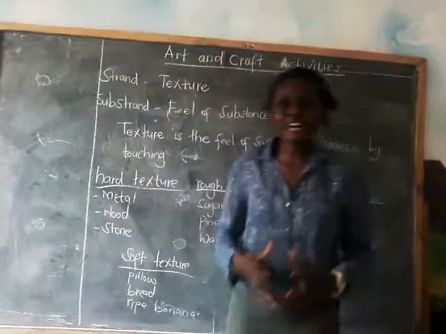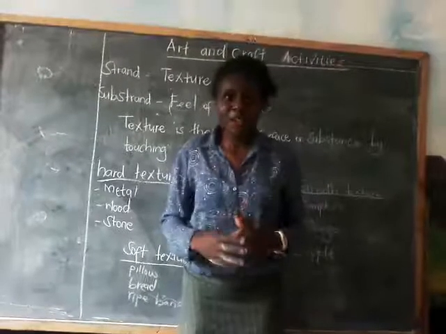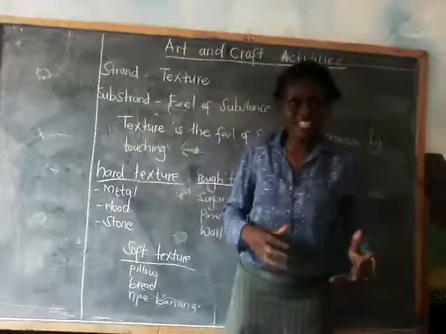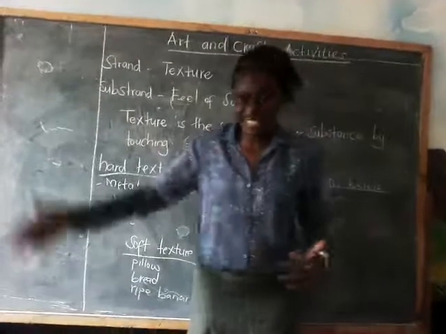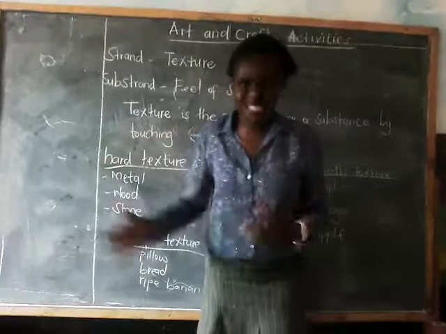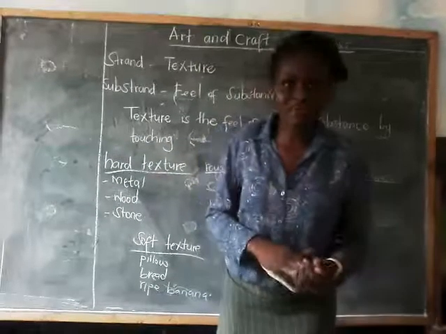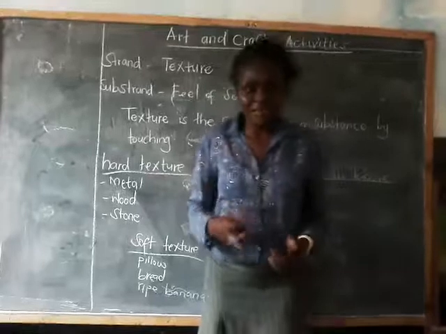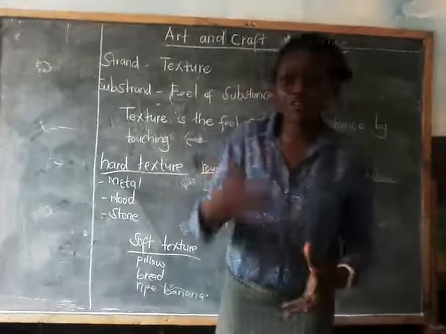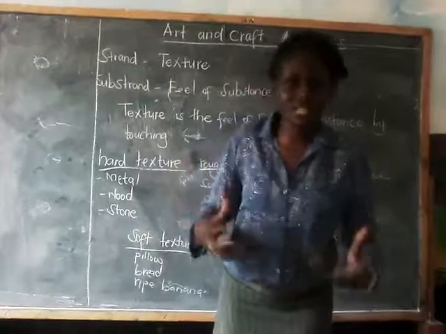Then we have different types of textures. We have different objects that have different textures. And how do we know that these objects have different textures? This one, I have said, is by touching or feeling them. It's either you touch them or you feel them. That is how you differentiate the textures of different objects.